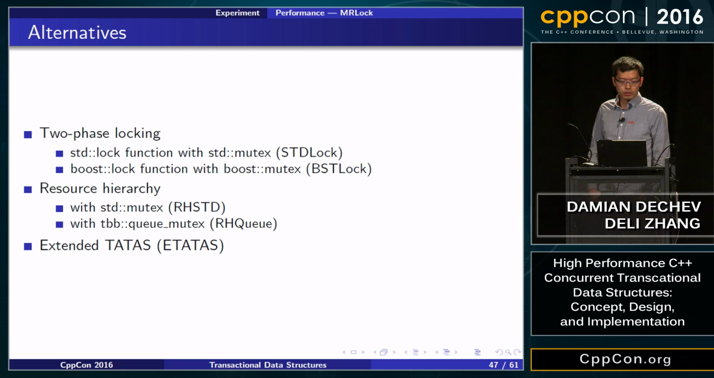So here are the alternatives we chose for the MRLock. For two-phase locking, we use STD lock together with STD mutex, and Boost lock with the Boost mutex. And for resource hierarchy, we use it with the STD mutex as well as Intel's TBB Q mutex.